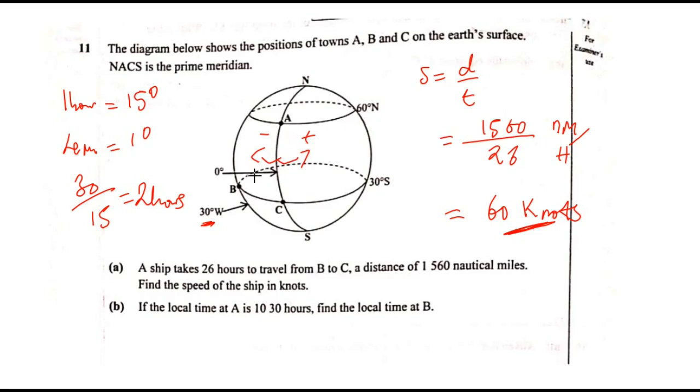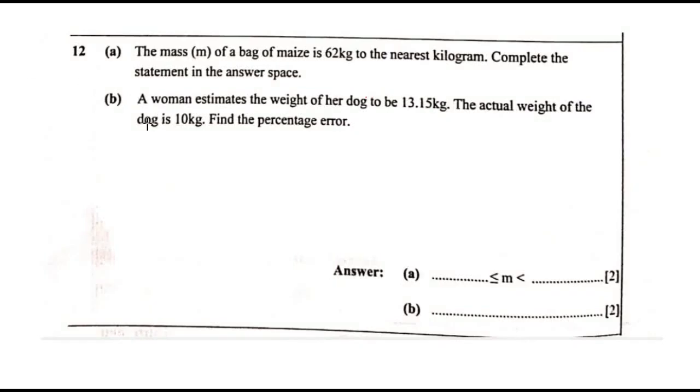If it is 10:30 hours at A, now we are moving to the west, which is where B is, so we subtract 2 hours from 10:30, and the time at B is going to be 8:30 hours. So B will be 8:30 hours because we are subtracting 2 hours.